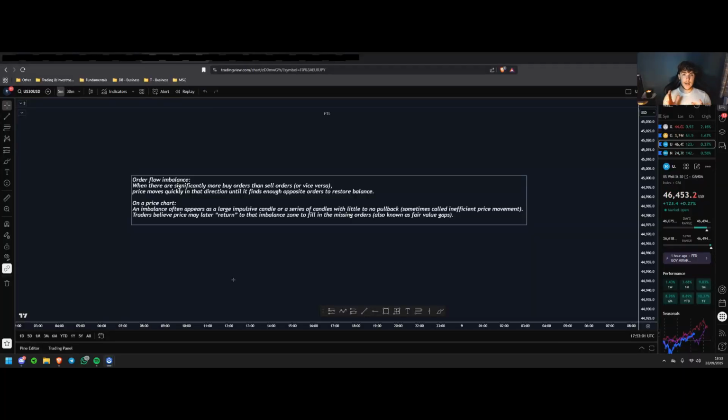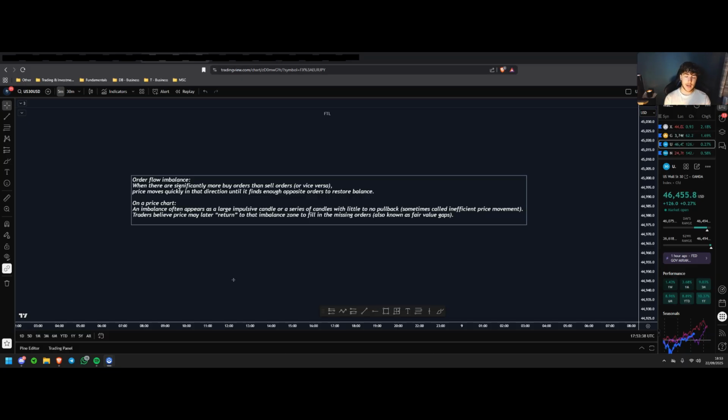What is imbalance? Well, as you can see on your screen right here, imbalance is when there are significantly more buy orders than sell orders, or vice versa. Price moves quickly in that direction until it finds enough opposite orders to restore balance. And I'm going to show examples of this. On a price chart, imbalance often appears as large impulsive candles or a series of candles with little to no pullback. Traders believe price may later return to that imbalance zone to fill in the missing orders, also known as fair value gaps.